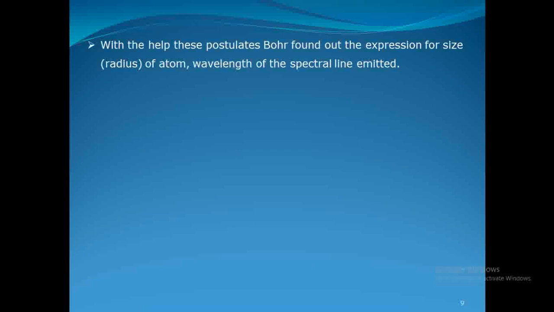So Bohr was able to obtain the expression for the radius of the atom, that is, the size of the atom, and the wavelength of the spectral line emitted. The first expression obtained by Bohr was for the radius of the stationary orbits. The radius of the nth orbit is given by r = n² h² ε₀ / (π m Z e²), where n is the principal quantum number, a natural number, h is Planck's constant, ε₀ is the absolute permittivity of free space, m is the mass of the electron, Z is the atomic number, and e is the charge of the electron.